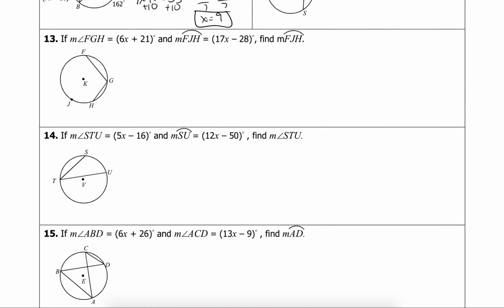All right, let's see what we got here. Here we have that the angle FGH is 6x plus 21, and the arc FJH is 17x minus 28. So I'm still using this: angle equals half the arc. So in place of the angle, I'm going to put 6x plus 21 equals 1/2 the arc, which is 17x minus 28.